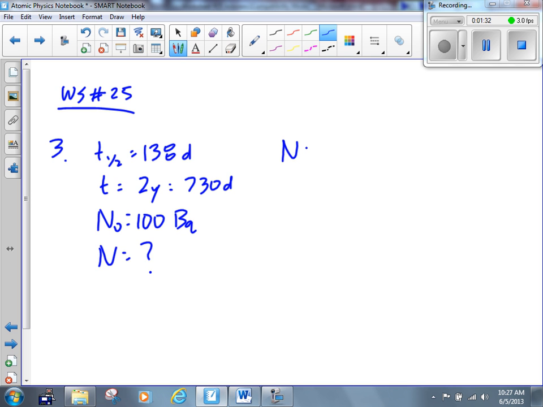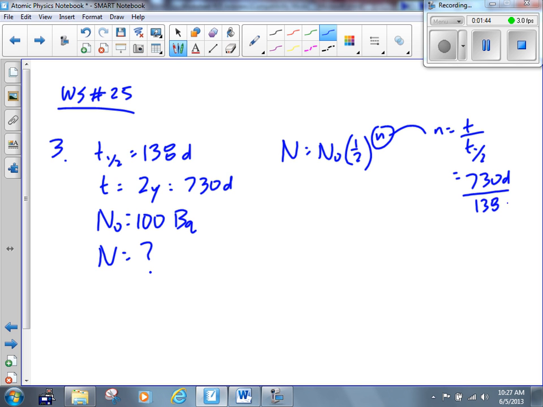So let's say N is equal to N sub 0 times 1/2 to the little n. Little n we have to find by saying t over t 1/2, the one that doesn't appear on our data sheet. 730 days divided by 138 days gives us 5.2899 half-lives, which we're going to plug in here: 100 times 1/2 to the 5.2899. That gives us 2.56 becquerel.